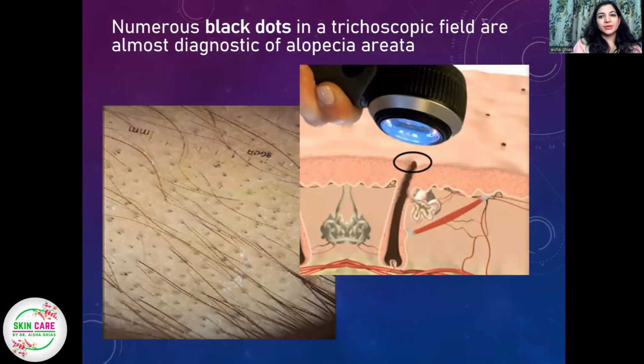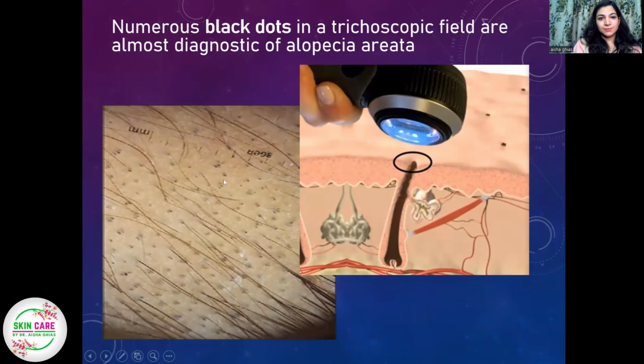Numerous black dots in trichoscopic field are almost diagnostic for alopecia areata. So another confident thing that I have given to you today is that numerous black dots in trichoscopic field are almost diagnostic. I'm reading it again and again just to emphasize it.